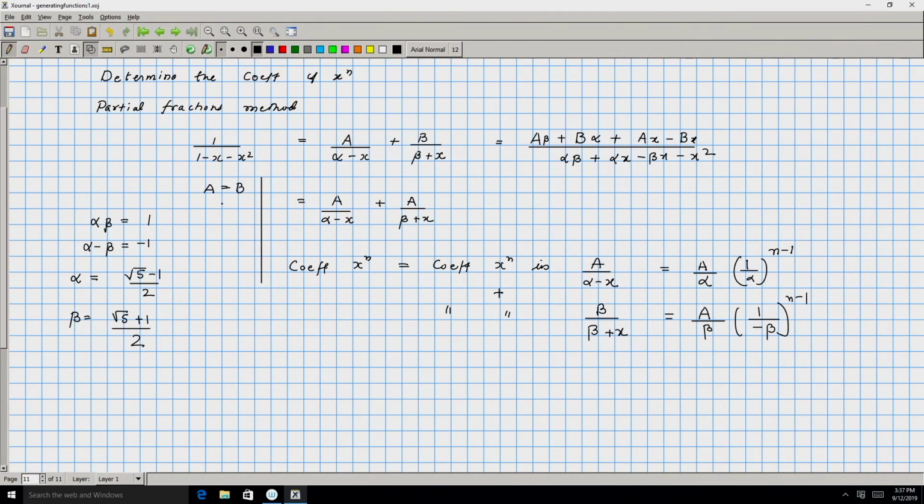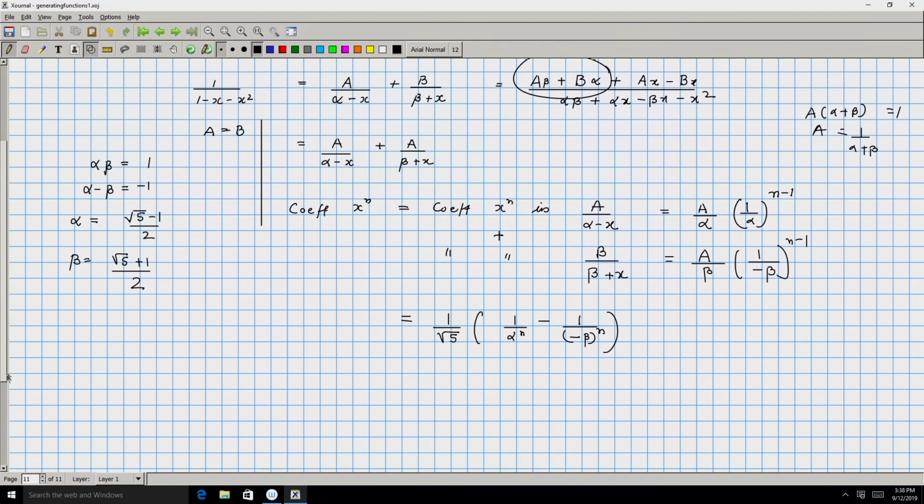And we can further infer the value of a by observing that a times alpha plus beta, that is this particular term, should be equal to 1. So a is equal to 1 by alpha plus beta, and alpha plus beta is equal to root 5. So 1 by root 5, that is a, times minus 1 by minus beta raised to n.